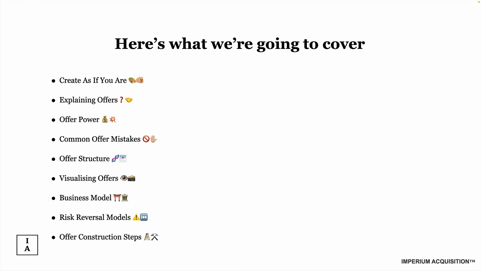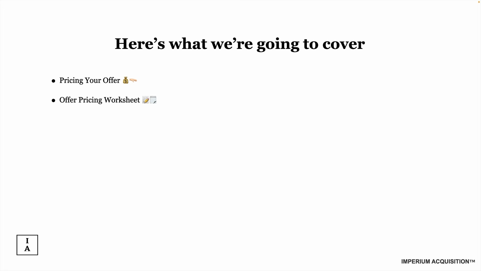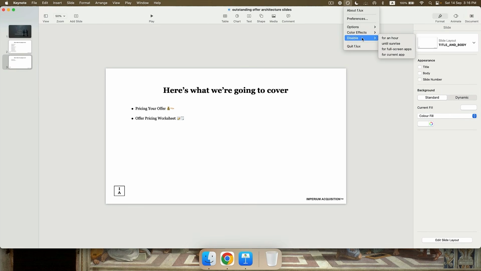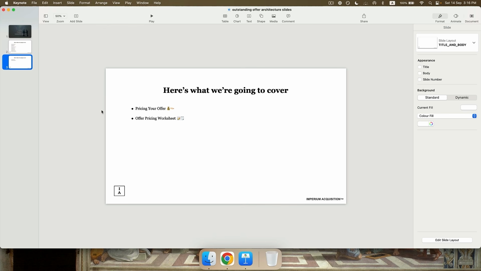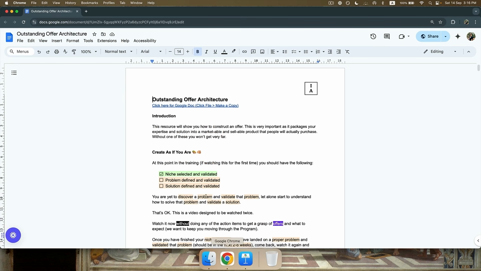So here's what we're going to cover. So first of all, create as if you are, and then explaining offers, offer power, common offer mistakes, offer structure, visualizing offers, business model, risk reversal models, offer construction steps, pricing your offer, and offer pricing worksheet. So we've got quite a lot to cover in this video, including a couple of very important steps. So I'm actually going to walk you through step by step how to build these things. But before we do that, we need to get some understanding.